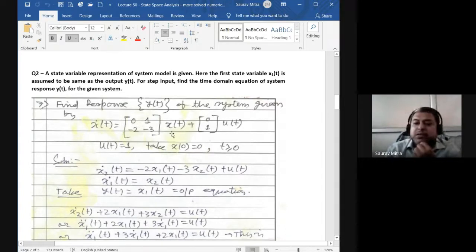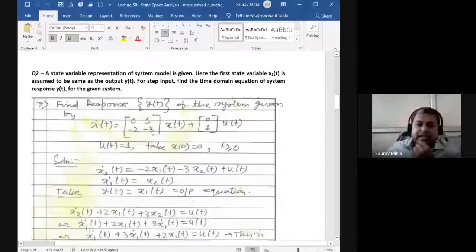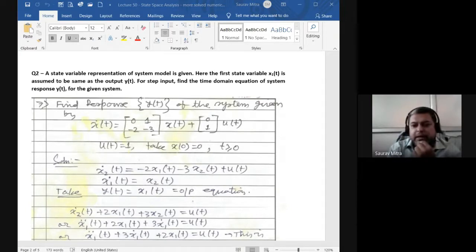So y(t) is given already. In this case, x dot(t) is equal to Ax(t) plus Bu(t) is very clearly given, and y(t) is equal to x1(t). What more important thing is given is the input. So this is the type of the input. In this case, it is mentioned that u(t) is equal to 1. Okay, that means whatever.